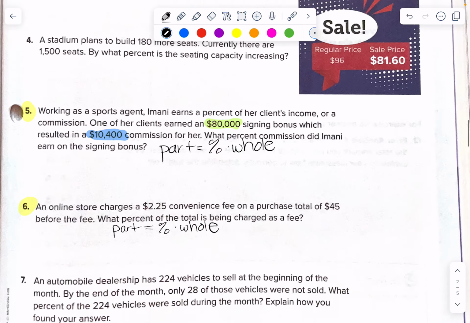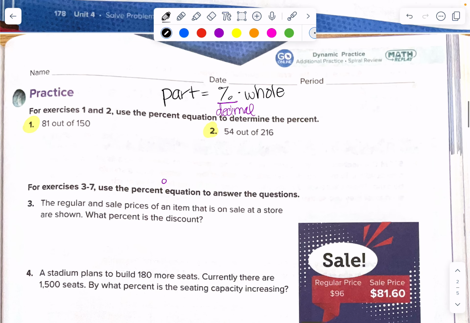All right, this is page 181 in your workbook.